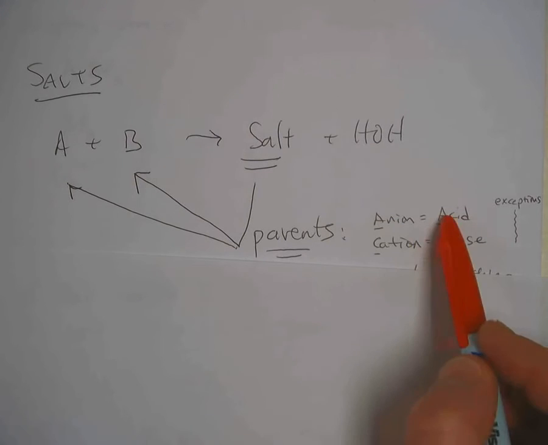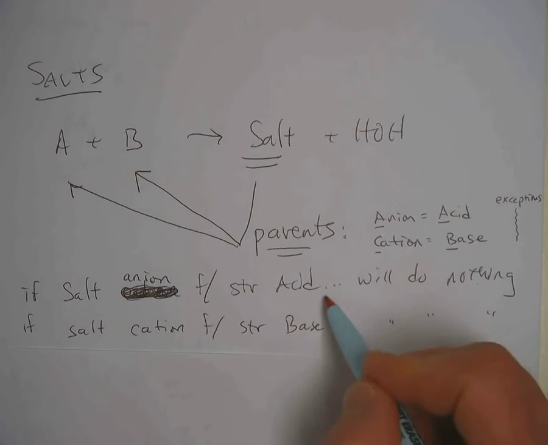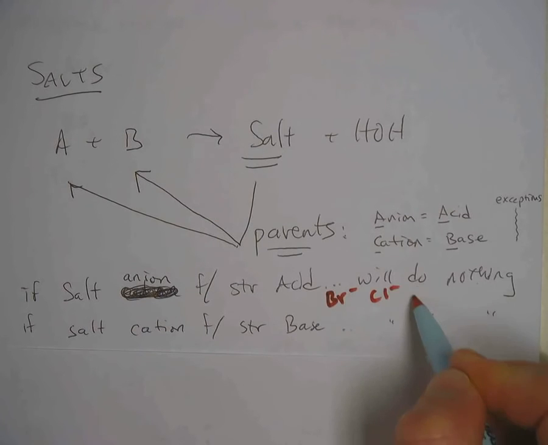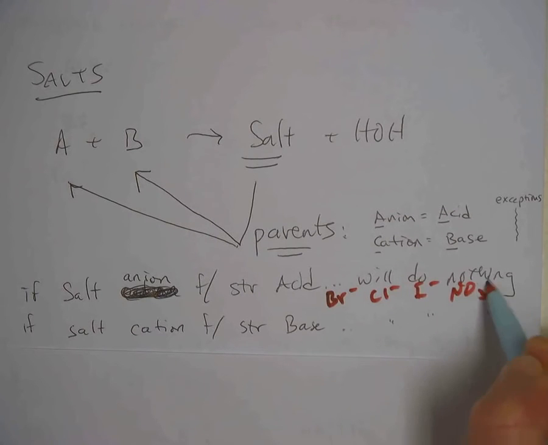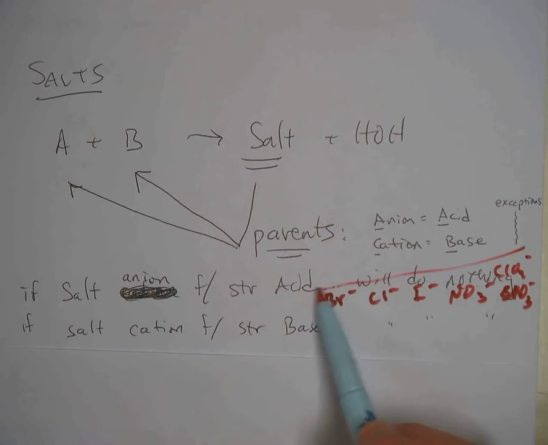Anion, acid, they both start with A. Can you remember that? Cation, base. The cation came from the base. If the salt has an anion from a strong acid, it'll do nothing. If the salt contains a cation from a strong base, it will do nothing. So, for example, anions of strong acids would be bromide, chloride, iodide, nitrate, sulfate, chlorate, ClO3, ClO4. Those came from the strong acids. These ions will do nothing in solution.